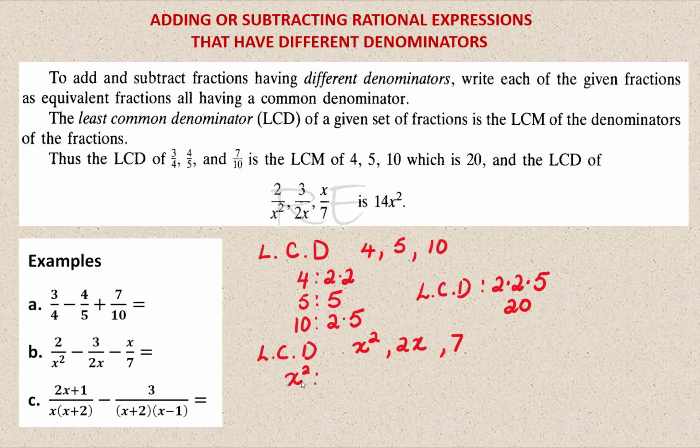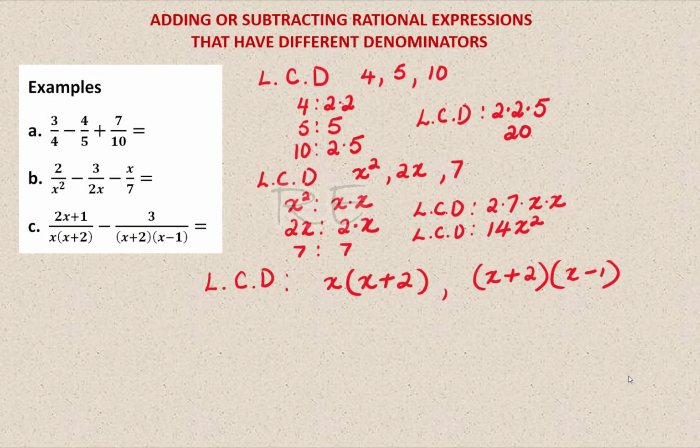The least common denominator between x squared, 2x, and 7. X squared is x times x, 2x is 2 times x, and 7 is prime. So 7 is 7. So we're going to build the least common denominator. 2 and 7, to find a common multiple, we need to multiply them together. So it's 2 times 7. They don't share any factors. And then for the variable, we take the one with the highest exponent, x squared. So the LCD is 14x squared.